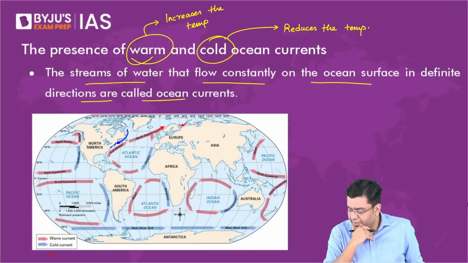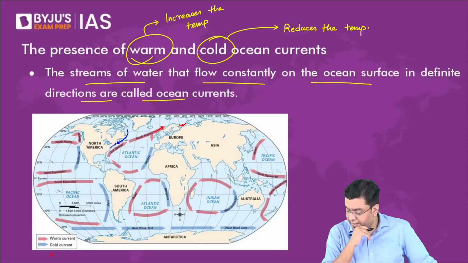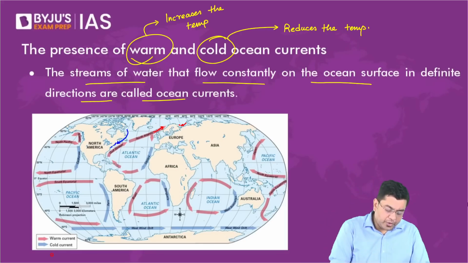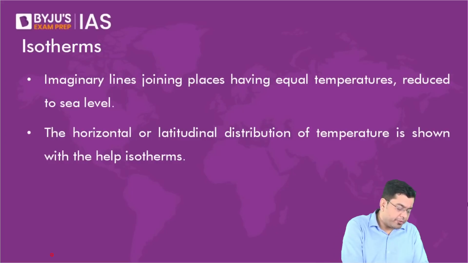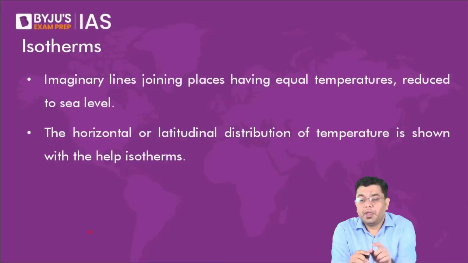Does it have any effect on temperature? Obviously, my dear friend. You are talking about ITCZ; we'll talk about that later. How to differentiate whether it's a cold ocean current or a warm ocean current? We'll talk about that. Why do ocean currents occur? We'll talk about all of them. Don't worry. So now we talk about the isotherms.